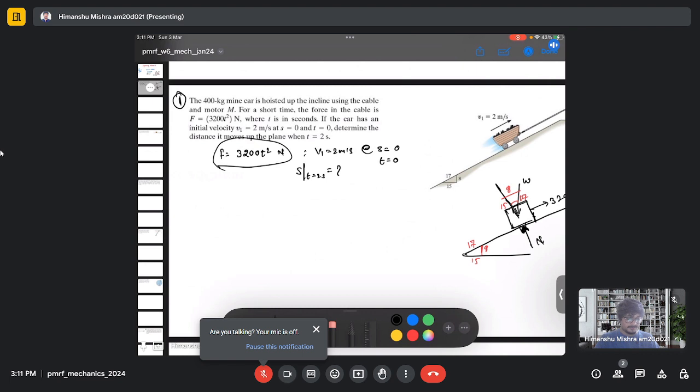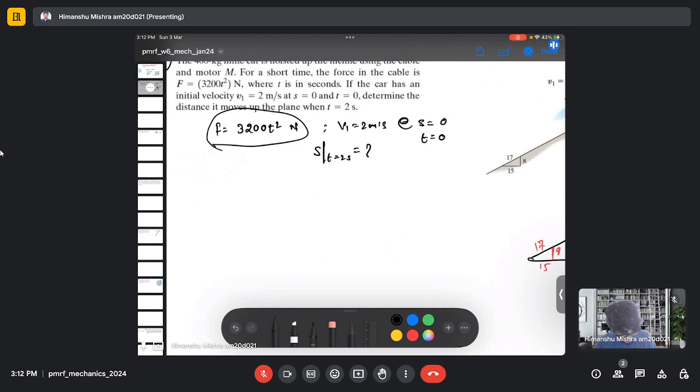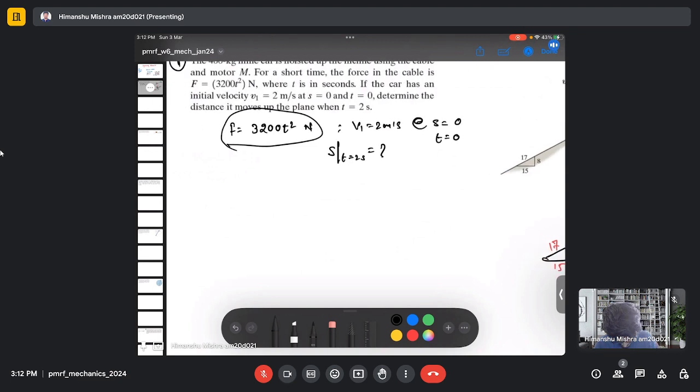For example, as of now we have three forces: W, which is weight, the given force from the cable, which is 3200 T square, and one is the normal reaction. And one can suspect that the normal reaction is the unknown force. So when we do the force balance analysis, let's say I'm taking the coordinate system along the inclined direction x and y.